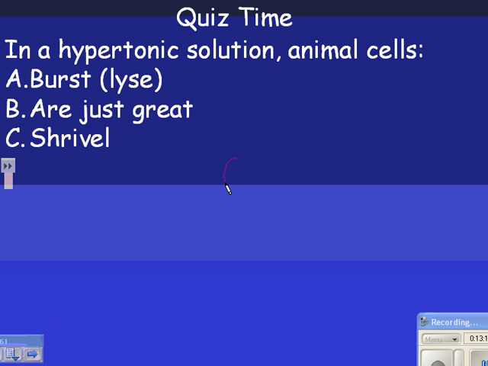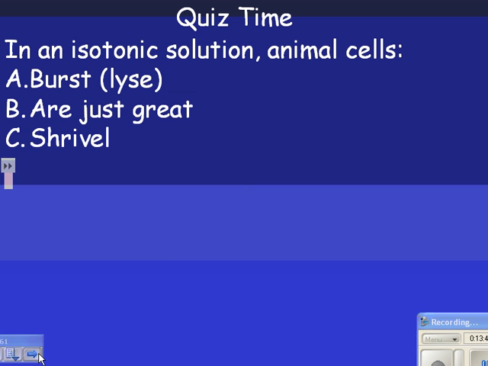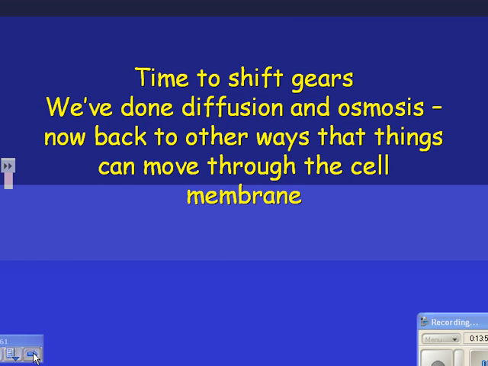In a hypertonic solution, animal cells, let's see, hypertonic means there's a ton of dissolved stuff here. And so water tends to go from high to low, so they tend to shrivel. In a hypotonic solution, animal cells, that means there's a lot of water outside, not as much inside. They come in. Animal cells tend to burst. Not so good. Isotonic solution, animal cells are just great because you have about the same amount going in as out. Yay for isotonic solutions in animals.